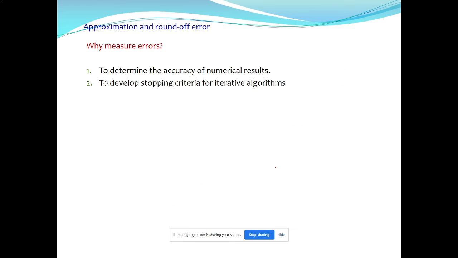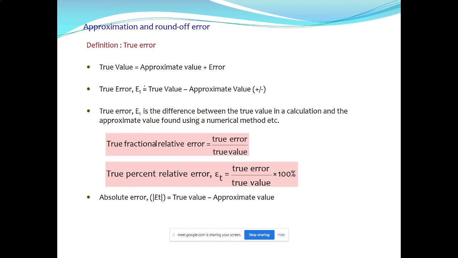Okay, so why measure error? To determine the accuracy. Okay, to develop stopping criterion. Okay, apa itu stopping criterion? Kita akan tengok. Kamu akan pakai banyak di seluruh dia nanti. Okay, alright. So, true error. So, what is the true error? True error atau biasa saya guna ET. ET true error. Error true. ET true error. Okay, alright.